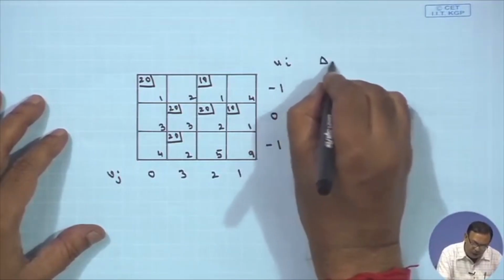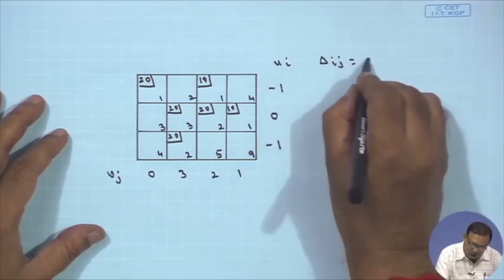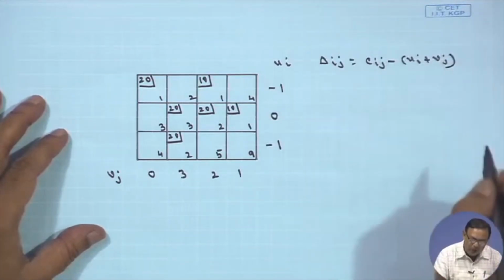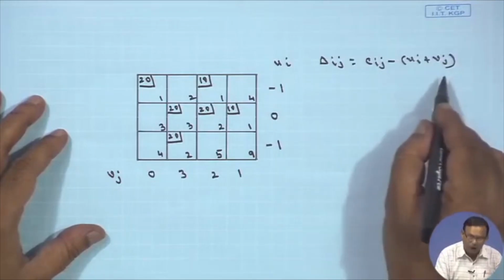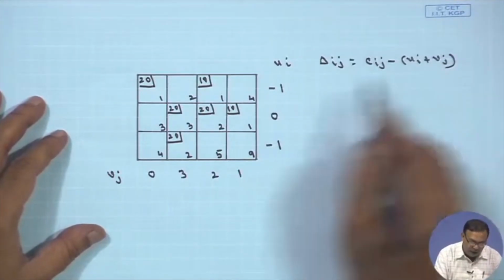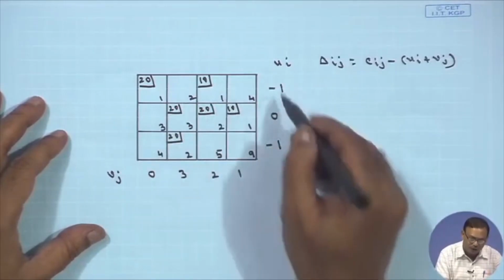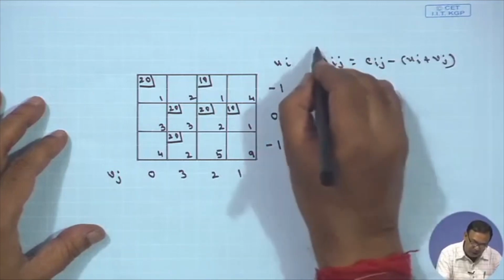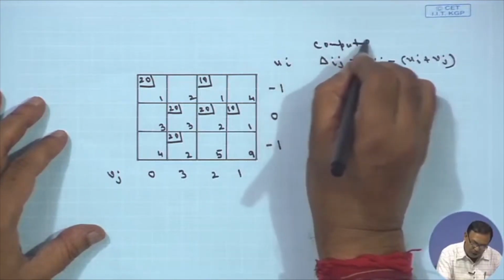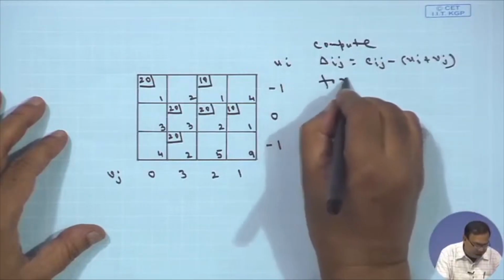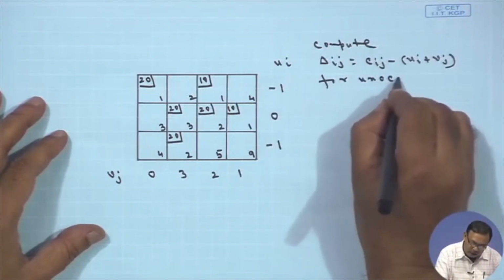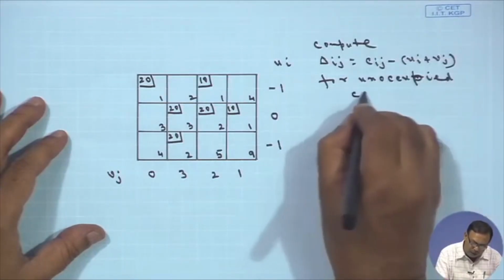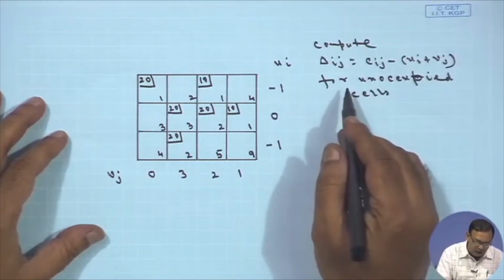Now, compute delta ij equals Cij minus (Ui plus Vj). Cij are these cost coefficients, Ui are these, Vj are these, and you compute delta ij equals this for unoccupied cells. Please note this one: for unoccupied cells, compute delta ij.